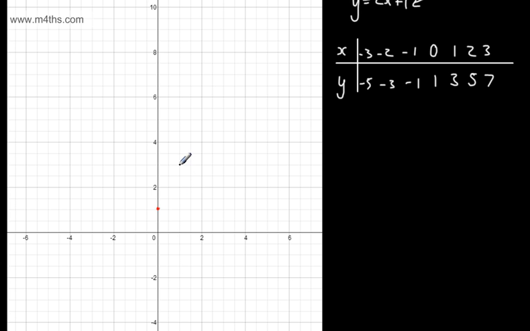1, 3 is just there. We're going to have 2, 5. 2, 5 is going to be there. And I'll do a couple this side. So negative 1, negative 1, which is going to be just there. We've got negative 2, negative 3, which is going to be there. So let's go ahead.